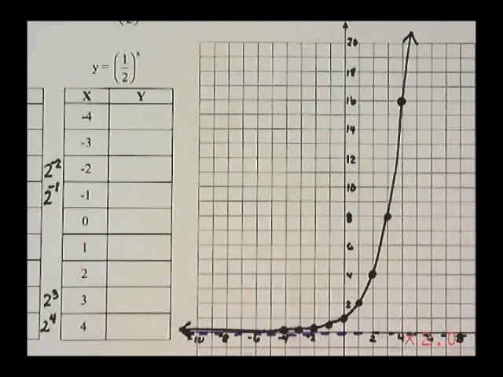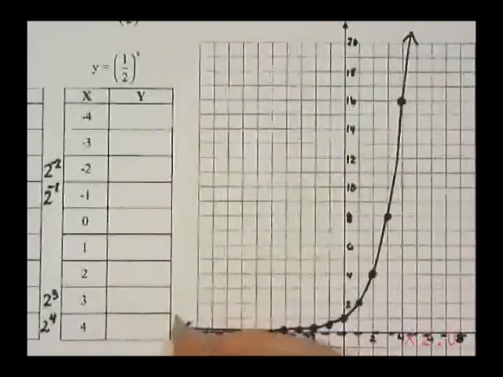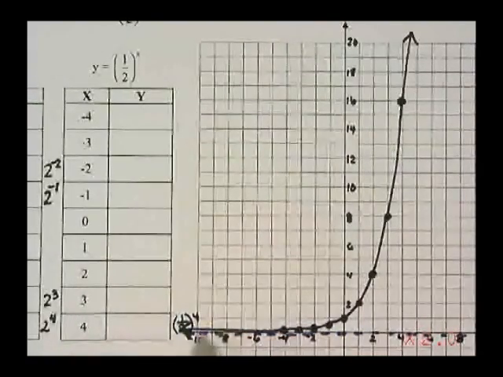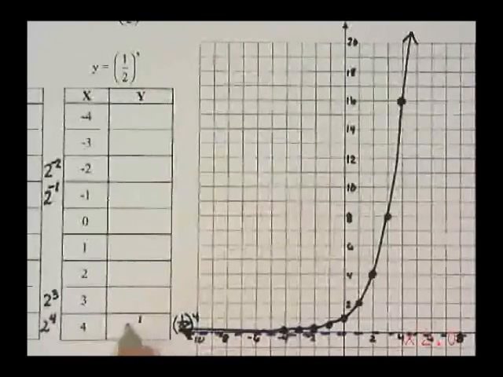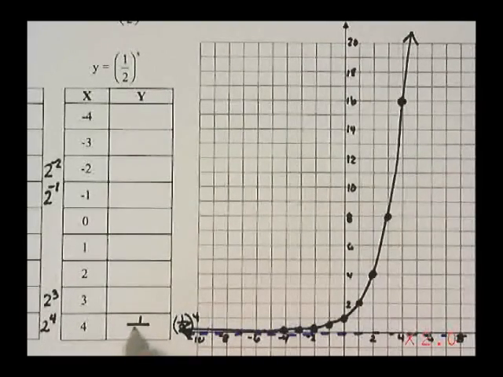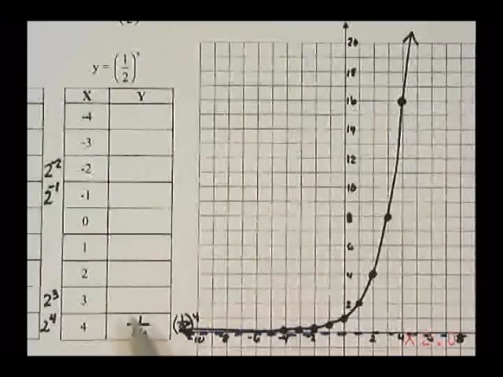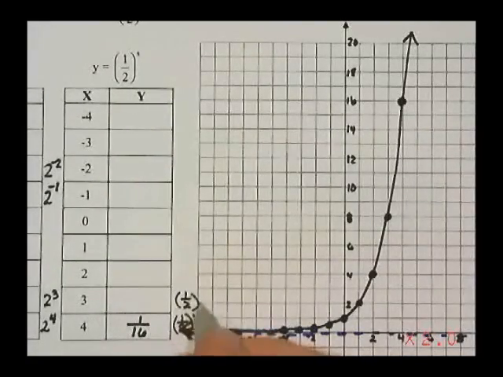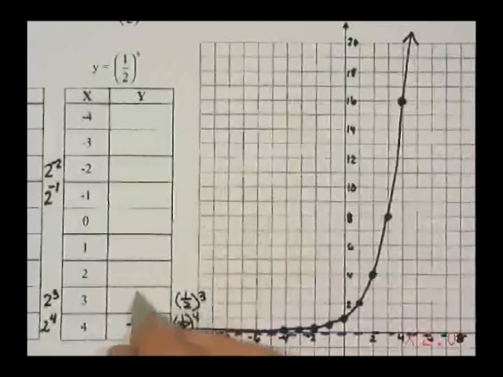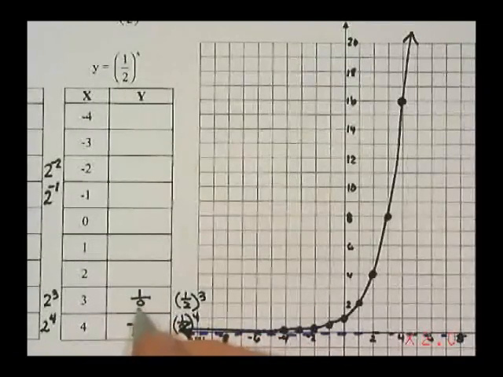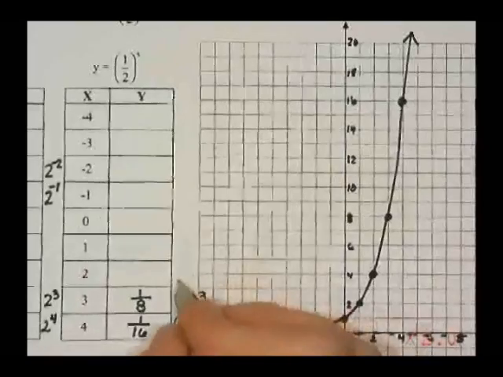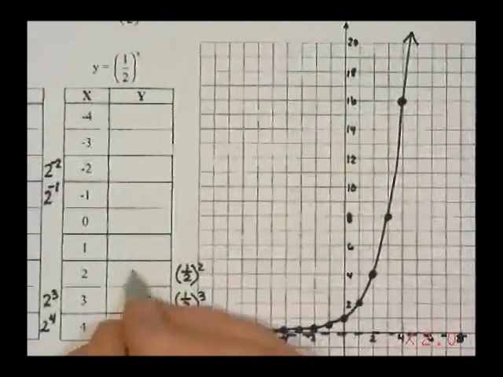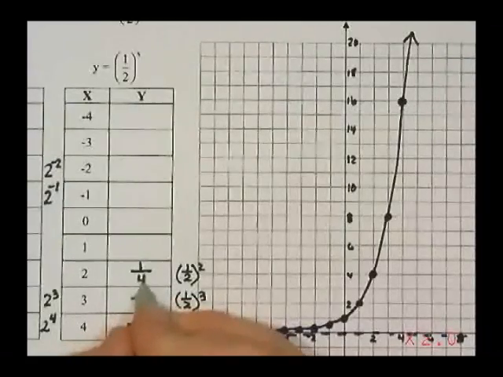I find that easier. So 4 would be 1/2 to the power of 4. That's really hard to see. 1 to the power of 4 is 1, and 2 to the power of 4 is 16. Okay, for 3, I do 1/2 to the power of 3. 1 to the power of 3 is 1, and 2 to the power of 3 is 8. And then I do 1/2 to the 2. 1 to the power of 2 is 1. 2 to the power of 2 is 4.